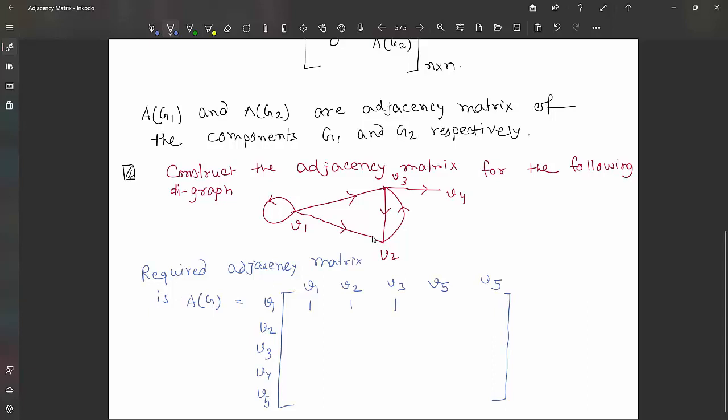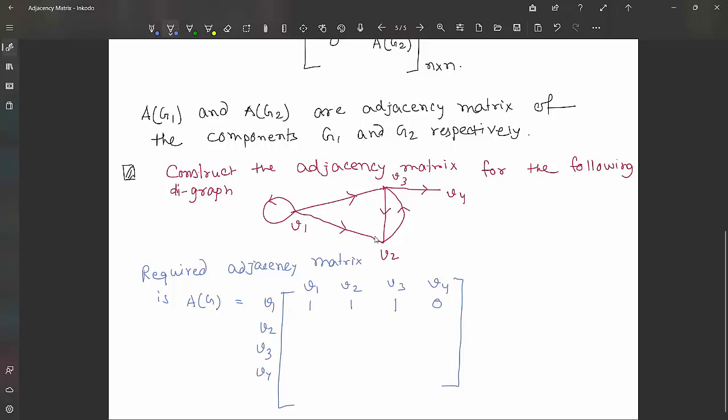I think we don't have V5. So why are we taking this V5? We don't need this V5. So this is V4, and from V1 to V4 there is no directed line or direct line also. So that's why we take it 0.